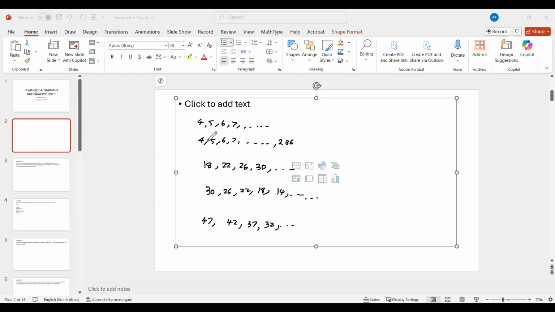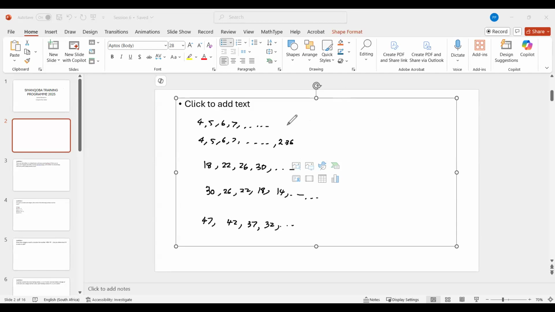So here you can see I keep adding 1 to get to the next one. Here I keep adding 4. Here now I'm subtracting 4. 30, 26, 22. I'm subtracting 4. And here too I'm subtracting 5. But we normally say, we don't say subtracting 4, we say adding -4, which is the same thing. And here we are adding -5.